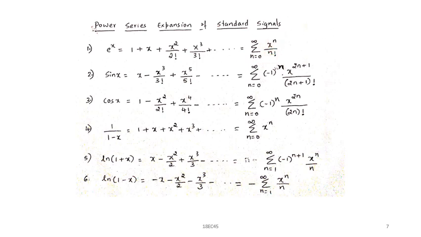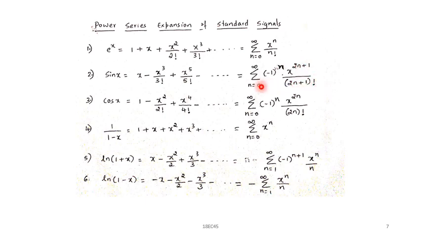The second equation is sin x. Sin x is given by x minus x cube by 3 factorial plus x to the power 5 by 5 factorial minus x to the power 7 by 7 factorial and so on. And this can be written as summation n from 0 to infinity, minus 1 to the power n, x to the power 2n plus 1 divided by 2n plus 1 factorial.